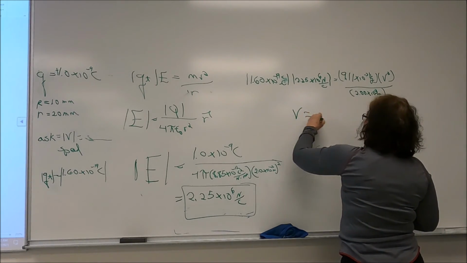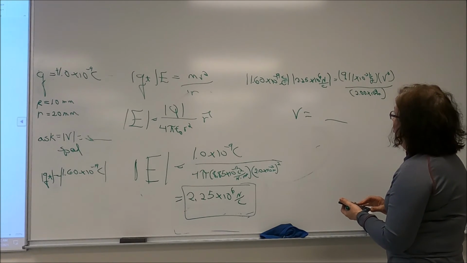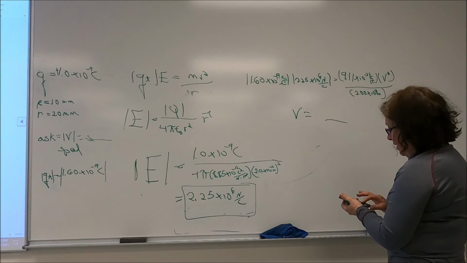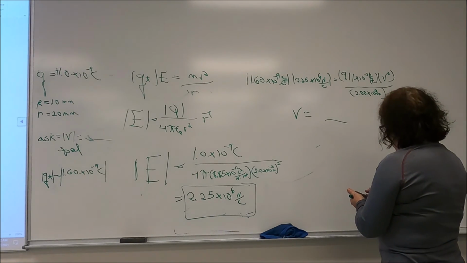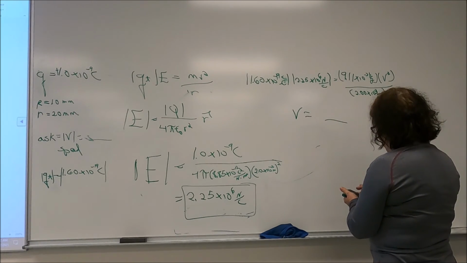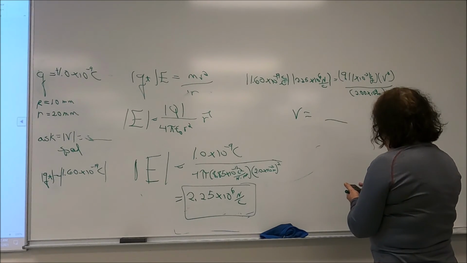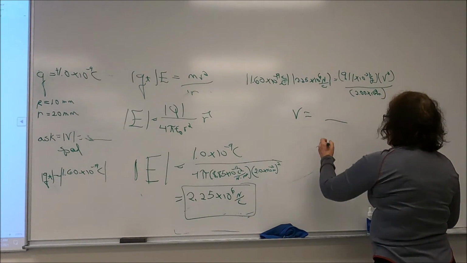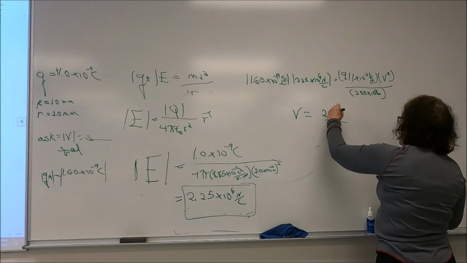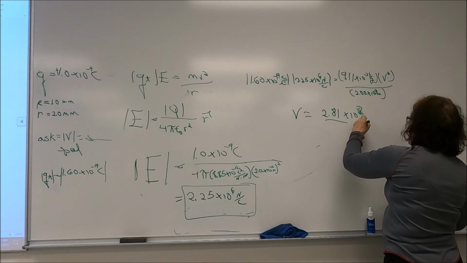So, solving for v, I have the 2.25 times 10 to the 6 newtons per coulomb times 1.60 exp19 negative times 2 exp3 negative divided by 9.11 exp31 negative, and then I take the square root of that, and I get the speed to be 2.81 times 10 to the 7 meters per second.